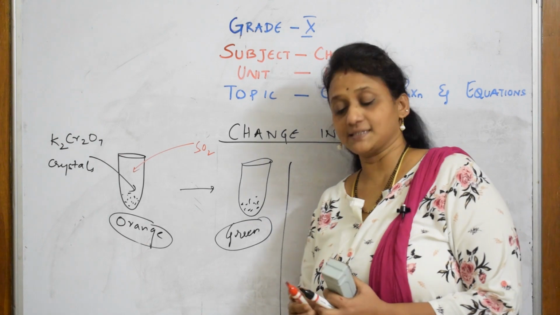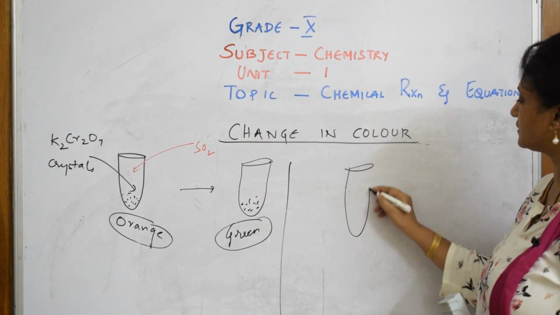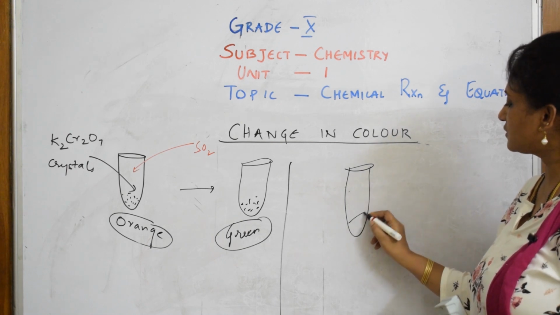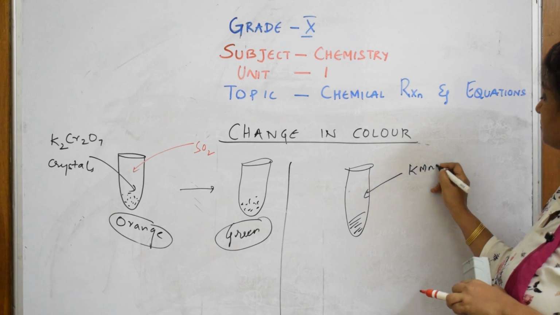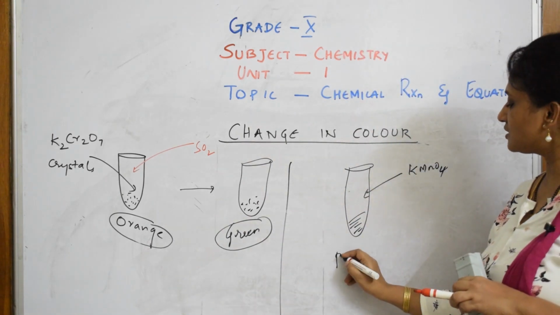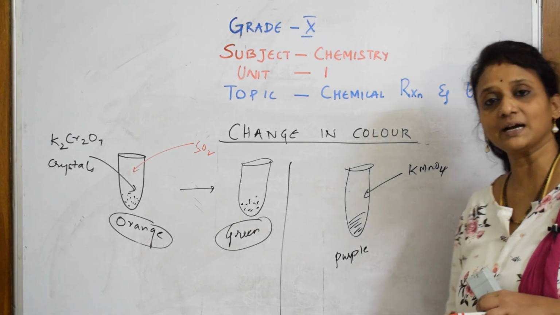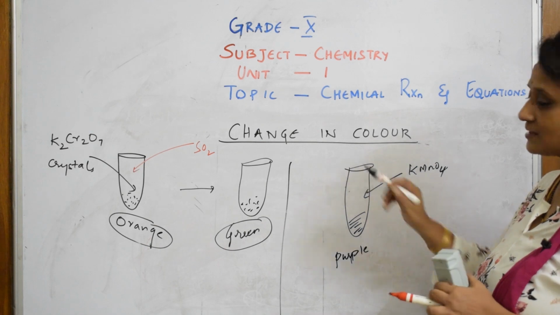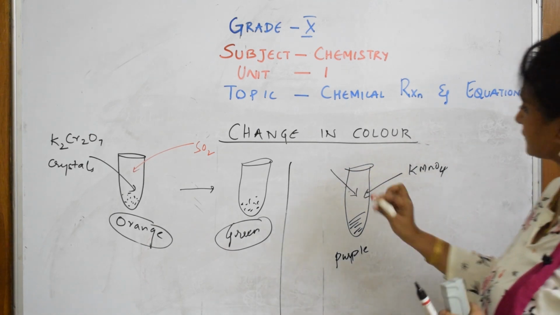Let us take one more example. This is a classic example, very important for you, in NCERT also. In a test tube, I'm going to take potassium permanganate. You will see this in the activity also. The potassium permanganate color is purple. To this purple potassium permanganate, I'm going to add citric acid.